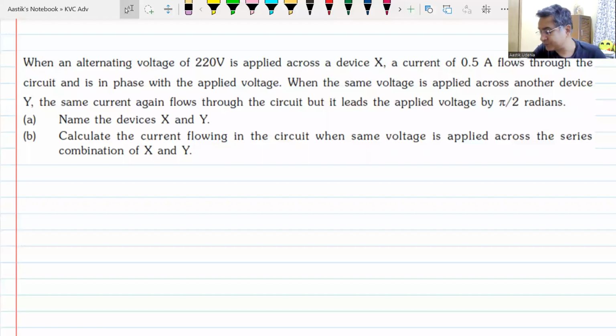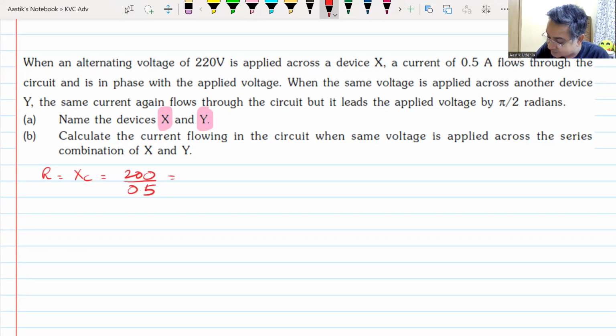Which is the device X? What is the name of the device X? What is the name of the device Y? No answer. The device Y is a capacitor. What is the resistance of the resistor? That is the same as the reactance, and that would be equal to 220 divided by 0.5. Do we understand this?